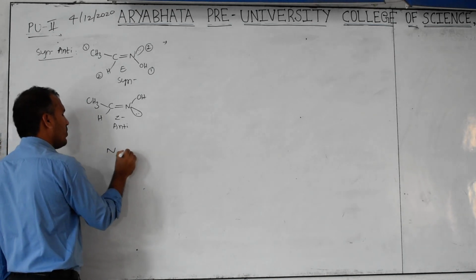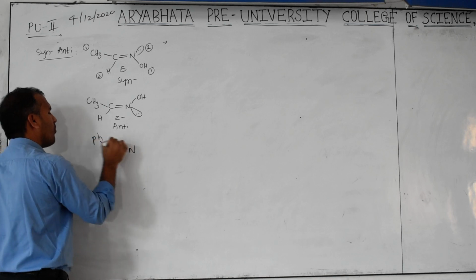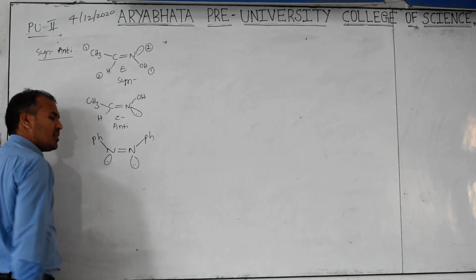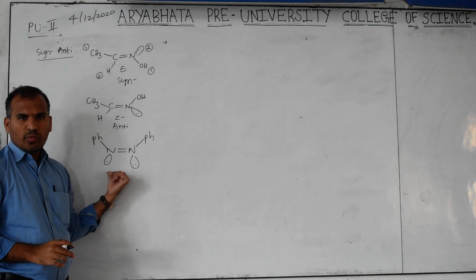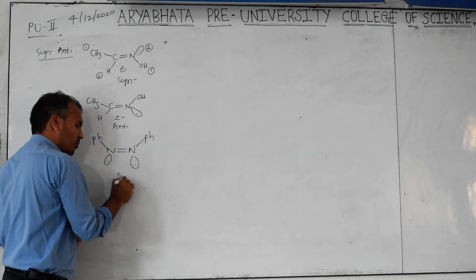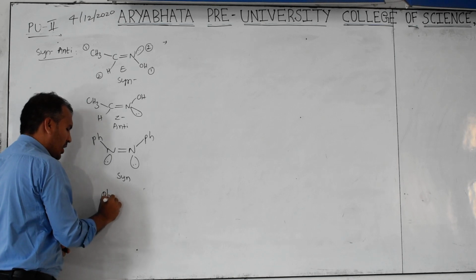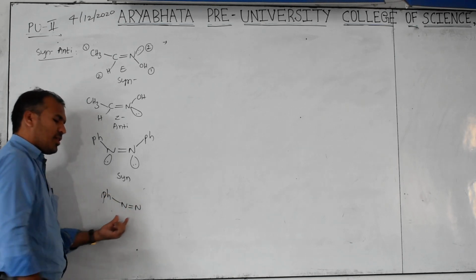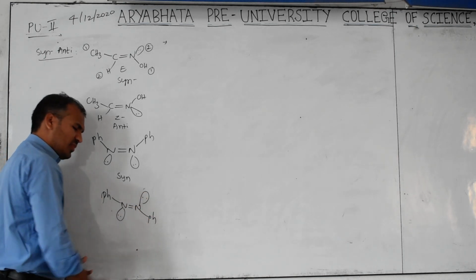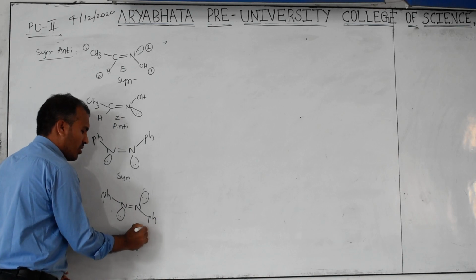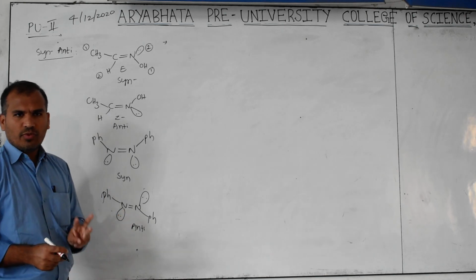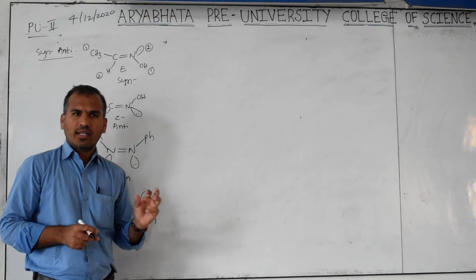Now, which form is this? These lone pairs are on the same side, so it is the cis form, also called syn. If it is like this, Ph, C double bond N, because restricted rotation is present, then here lone pair, here Ph, then it is the anti form or trans form type. Clear? So in geometrical isomerism, the nomenclatures are cis-trans, E-Z, and syn-anti.